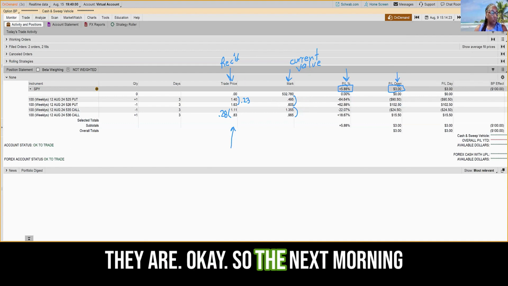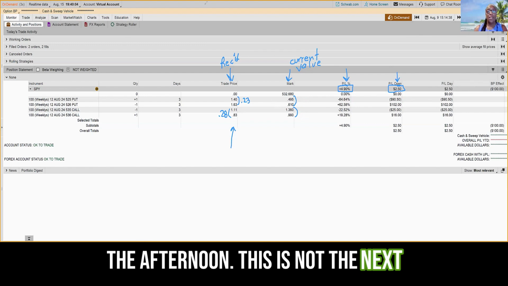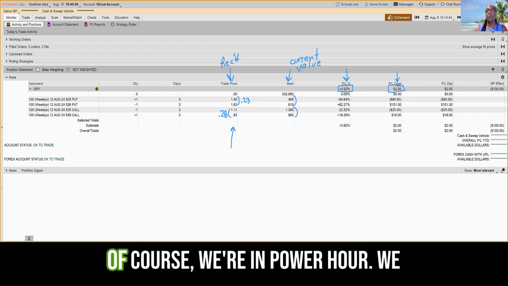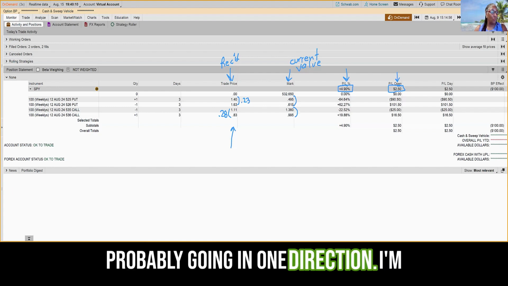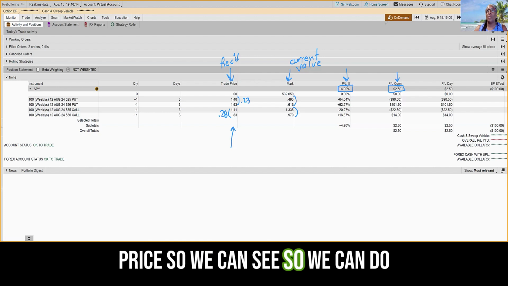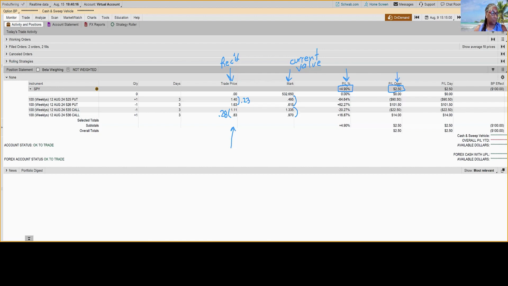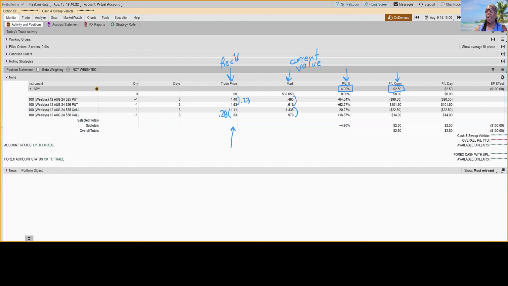Okay, so the next morning, this is 3:00 in the afternoon. This is not the next morning. The same afternoon at 3:15. Of course, we're in power hour. We know what that means. Price is probably going in one direction. I'm going to pause the price so we can do some calculations without the price dancing around. Okay, I'm pausing our price.